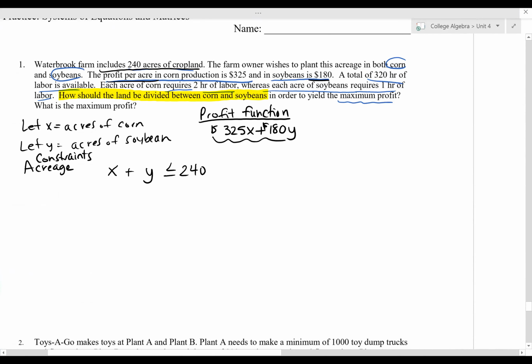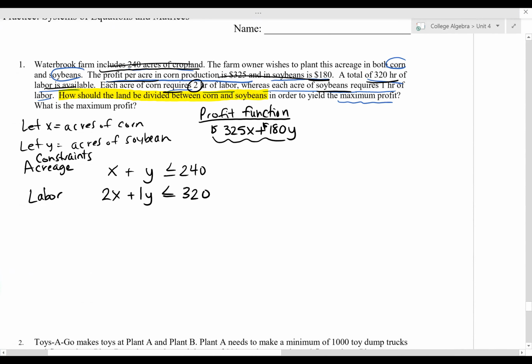So I'm just reading through and marking off what I've used so far, making sure I'm addressing everything. And so now I get to some other numbers, like 320 hours of labor is available, and labor is split up into corn labor, soybeans labor. So we have another constraint, and it's labor. 2 hours per acre of corn, so that 2 would match up with the X. Soybeans, 1 hour of labor, so plus 1 for each Y, and it's limited to 320 total, so less than or equal to 320 hours total.